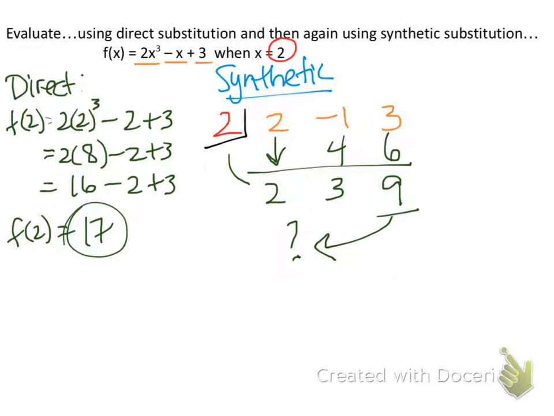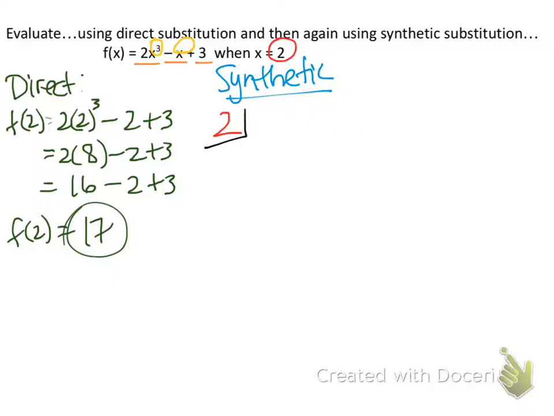Did we make a mistake in our direct substitution or our synthetic substitution? Well, here's the deal with synthetic substitution: we need to make sure that you have all of the exponents. If you notice, our original function has an x to the third, and then it jumps to an x to the first. We need to take that into consideration. So our coefficients are actually 2x to the third, plus 0x squared, minus 1x, plus 3. So we need to have that placeholder for every single term.